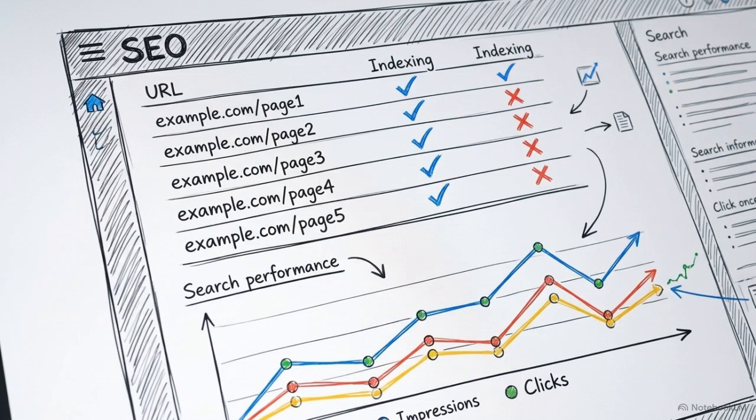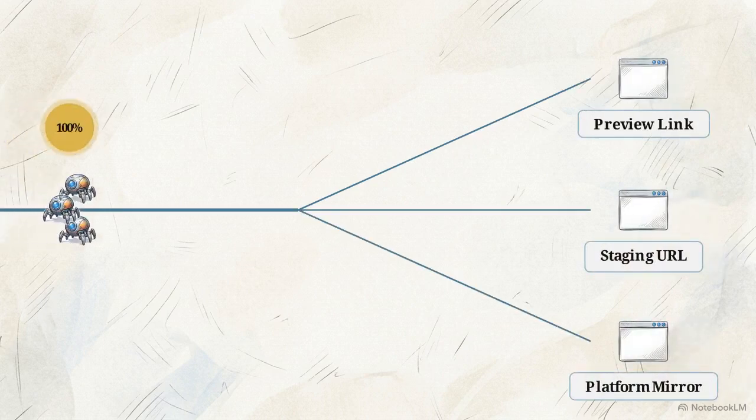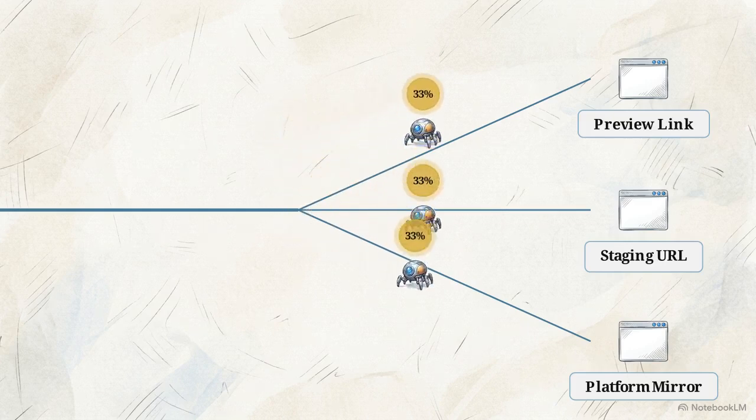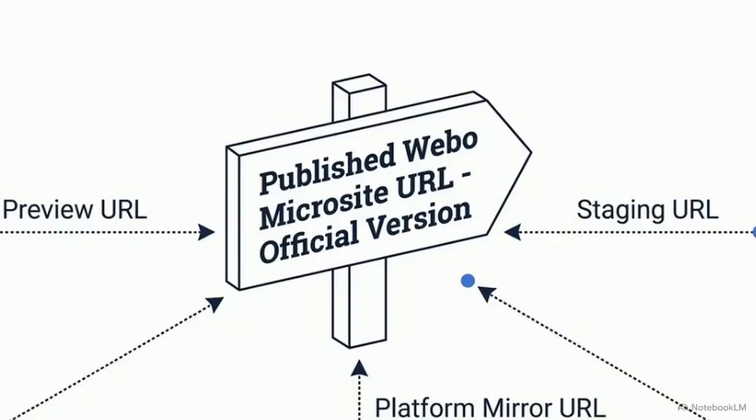Managing a microsite involves a specific SEO requirement regarding how your links are structured. Your content might be accessible through preview links, staging URLs, or platform mirrors. If Google's search bots encounter multiple versions of the same page, they may split your ranking power across all of them. This diagram illustrates the solution, the canonical tag.